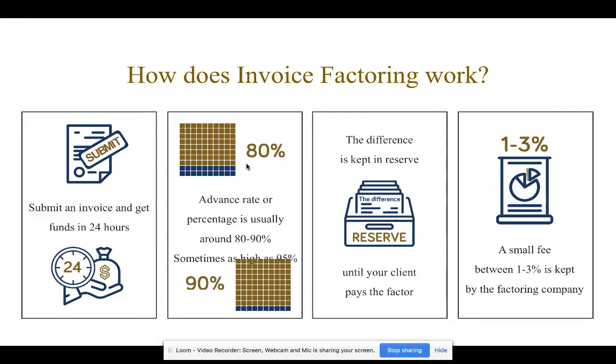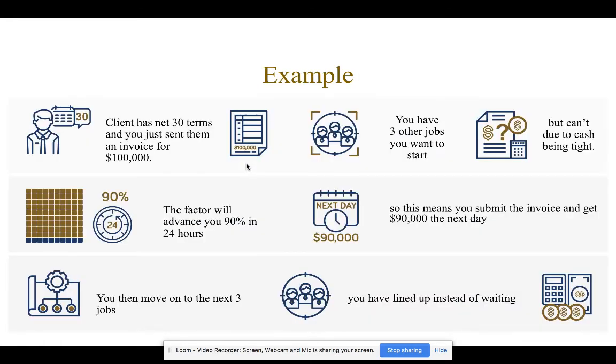Typically, the advance will be anywhere between 80 and 90%. I've actually seen it as high as 95%. All right, the rest or the difference is kept in a reserve until your client pays the factor. All right, and the way it works is they'll charge a small fee, anywhere between 1% and 3% by the factoring company. All right, so let's break this down in an example to make it very, very clear and easy to understand how it works.